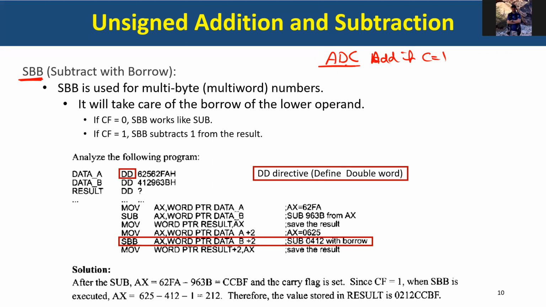And it's usually used when you have a multi-word number, like this example here. So look at the two numbers that you have. So these two numbers, word is 16 bits. And remember, if you have a 16-bit number and you want to represent it as hexadecimal, this will be 4 digits.